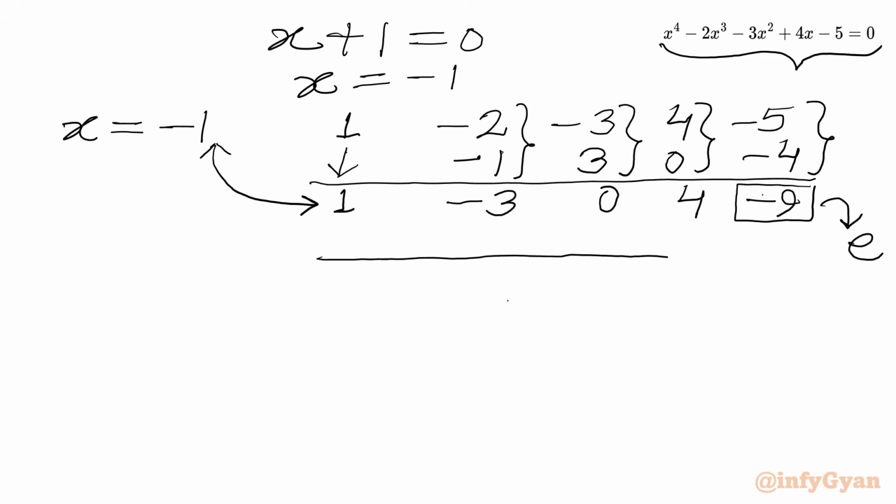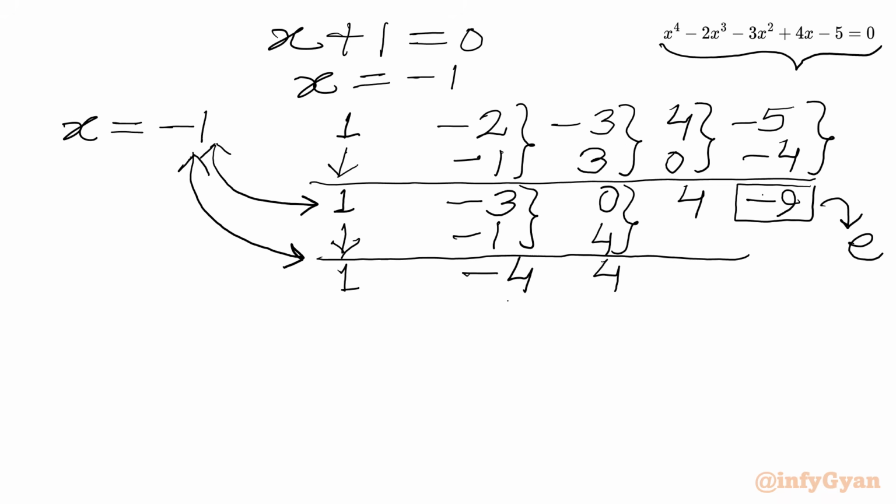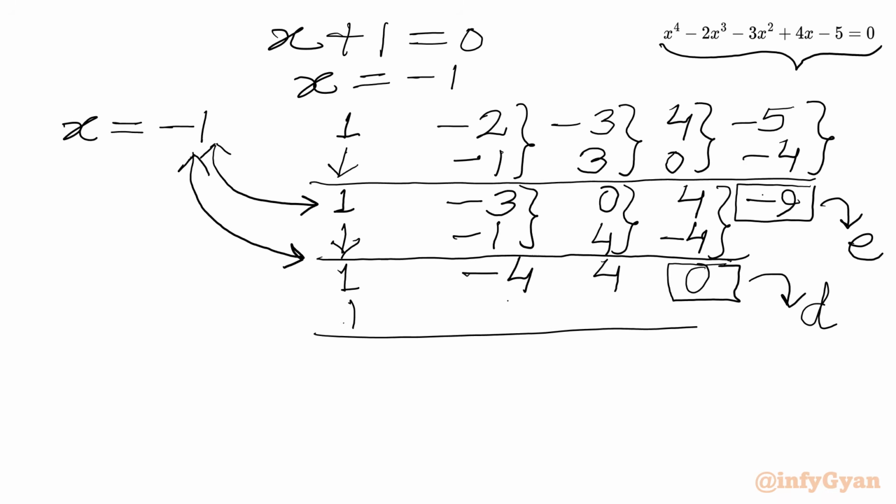Now we will follow the same steps once again. Leading coefficient 1 would be as it is. We'll multiply minus 1 with 1 and write over here minus 1. By adding these two, we will write minus 4. Minus 1 times minus 4 is 4. 0 plus 4 is 4. Minus 1 times 4 is minus 4. 4 minus 4 will be 0. This is nothing but coefficient d.